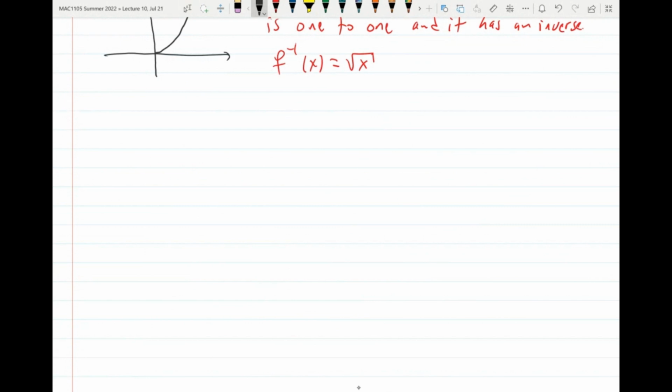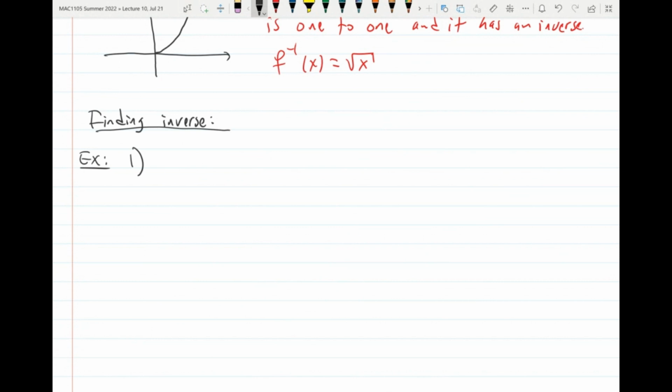So, finding the inverse. I'm going to look at the very first example, and then we're going to get an idea of how to find the inverse, and then we're going to do more examples.